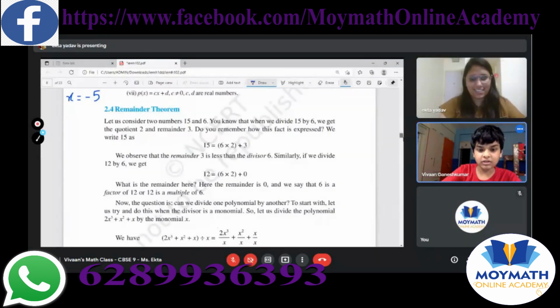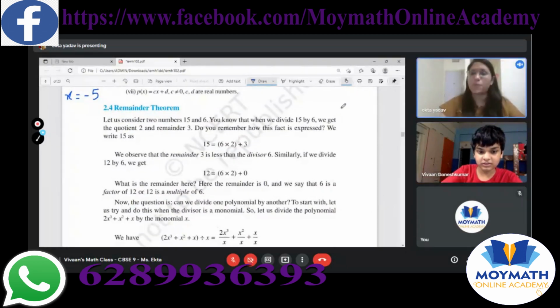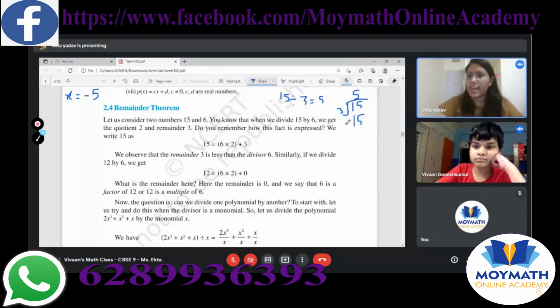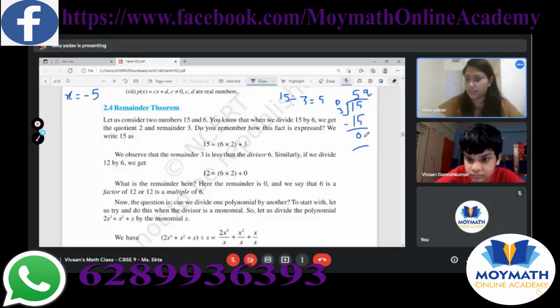Ma'am, it is quotient plus divisor plus remainder equal to unit. Okay, super. So basically, what is remainder in normal terms? If I ask Vivan, what is 15 divided by 3? What is the answer? 5. And we do it 15 divided by 3 and we write here 5, correct? This is how we do. I'm teaching you very basic. This is my divisor, this is my quotient, and this is my remainder.